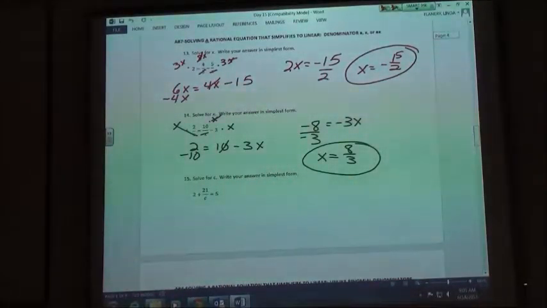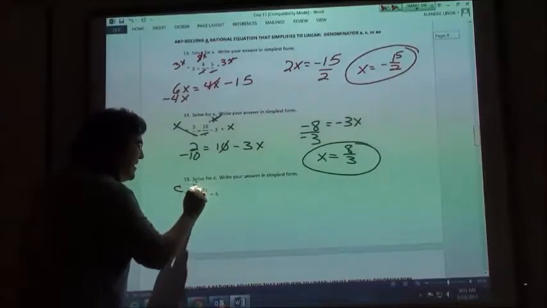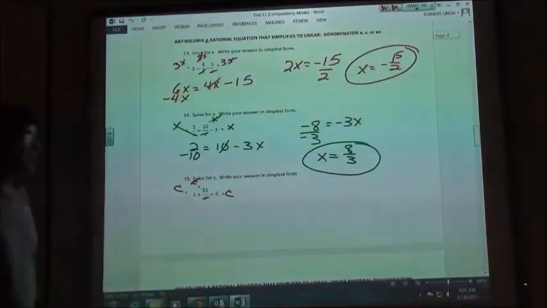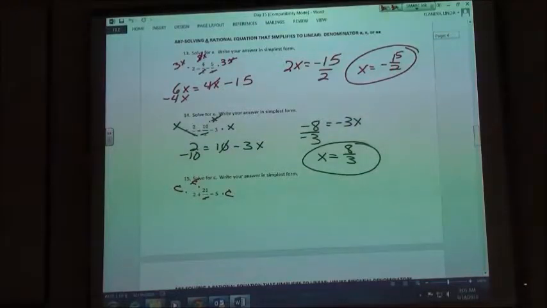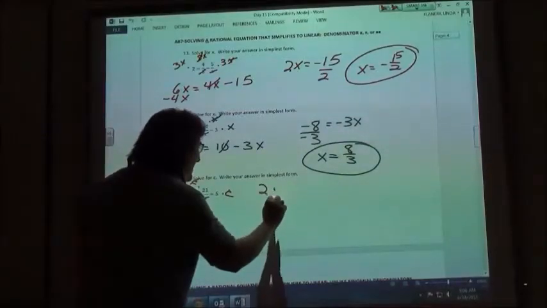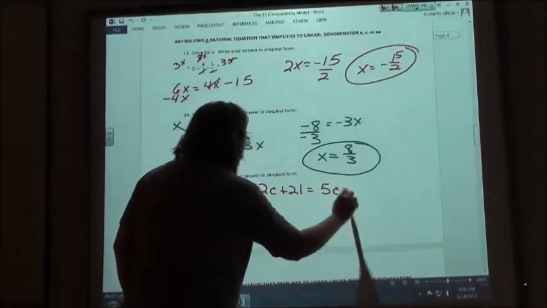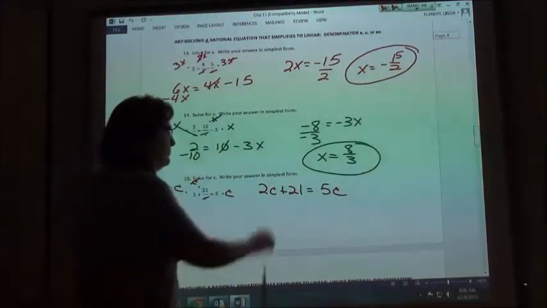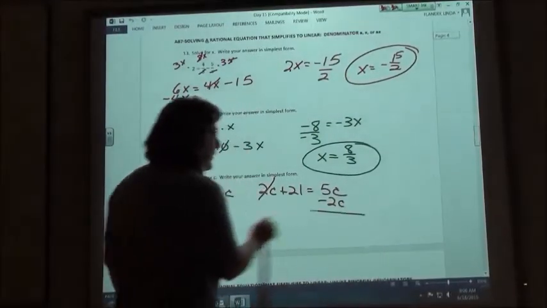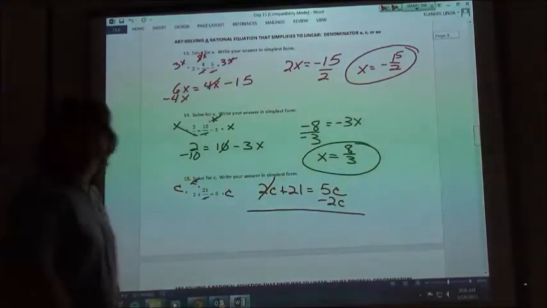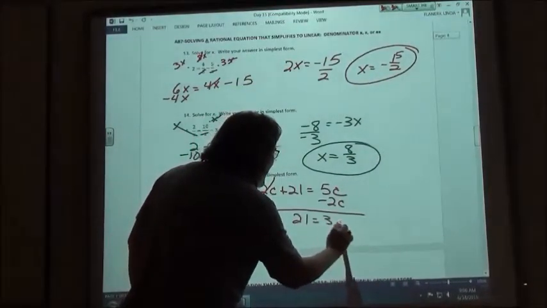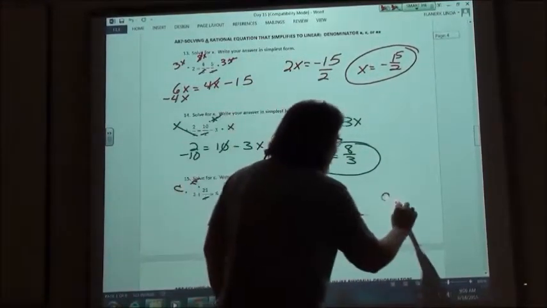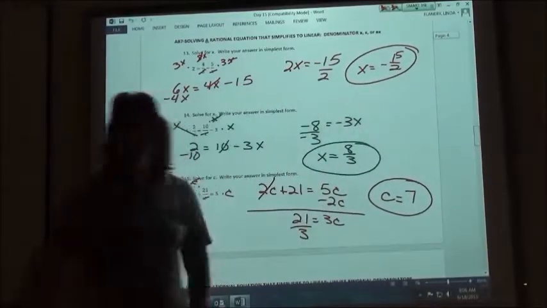And on the third one, my denominator is c. So I'm going to multiply everything times c. And so when I do that, I'm going to get 2c plus 21 equals 5c. So solving that, I'd probably subtract my 2c first, right? 21 equals 3c, and when I divide, my answer is c equals 7.